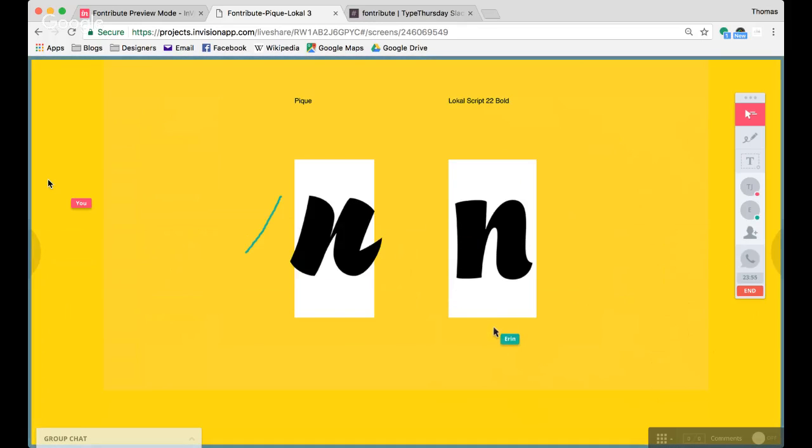Still, you can see we have motion happening in Local Script. There's a lot of pen motion coming off of the terminal on this N, on this leg of it. But Pique has very strong stress and a very sharp ending point. And take a look at those side bearings. Pique kind of eats its way into the next character's space. It helps create a more connected script look, whereas Local Script is more within its bounding box and each letter is a little more separated. What are some things you've noticed?